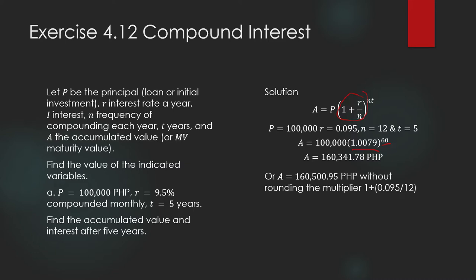If you write the numbers straight into the calculator without rounding off the intermediate values, this is what you will get. The accumulated value is equal to 160,500.95 pesos. Now, what is the interest? Again, you write this down. I is equal to the accumulated value minus the principal, and it's equal to 60,341.78 pesos.